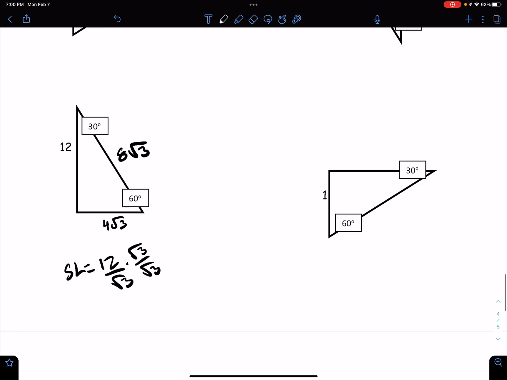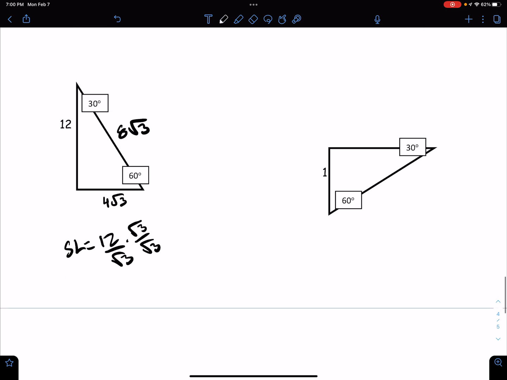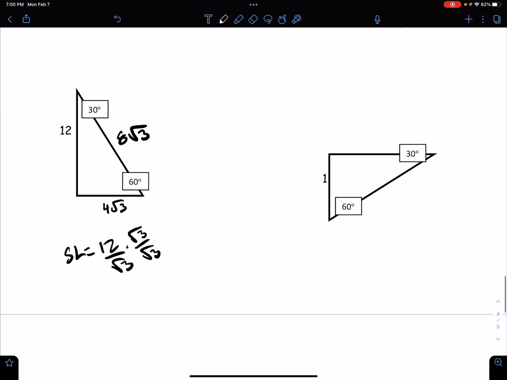Now we should be able to knock this one right out of the park. So I know that my shortest leg is 1. So my hypotenuse is 2. I know my longest leg is the shortest leg times the square root of 3. So this is just the square root of 3.